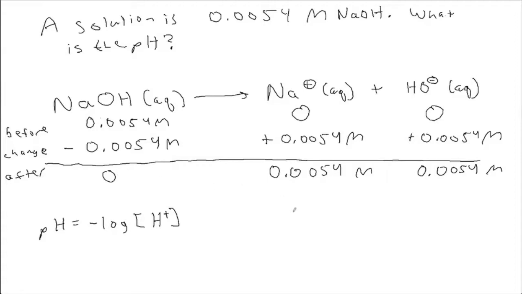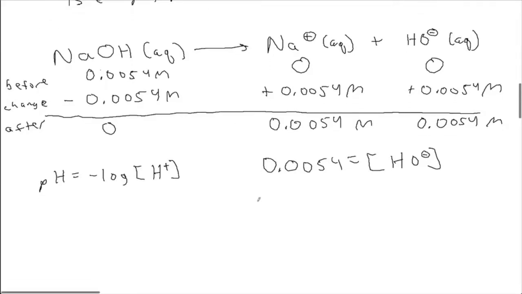0.0054 molar. But what does that represent? That's equal to the concentration of hydroxide ions. That's right. Notice it's not the concentration of protons. So now what? Now we can get the pOH. How would you do that?